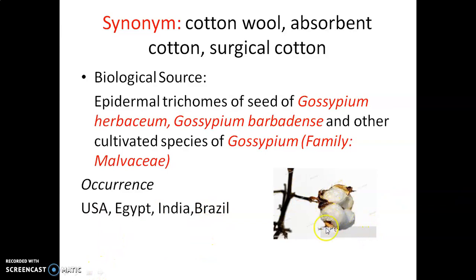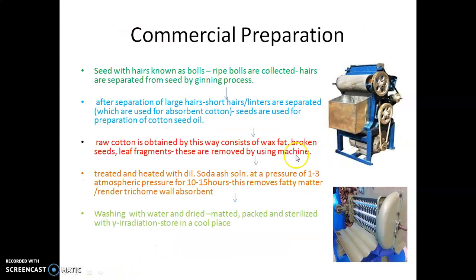Here you can see the cotton boll, or the seed with the fibers, in the cotton plant of Gossypium barbadense. Now let's see how absorbent cotton is commercially prepared, the procedure. Seeds with hairs are known as bolls. Ripe bolls are collected. Hairs are separated from the seed by the ginning process. Here you can see one of the automatic ginning machines. After that, two categories of cotton fibers are obtained: one is a long hair fiber and another is a short hair fiber.